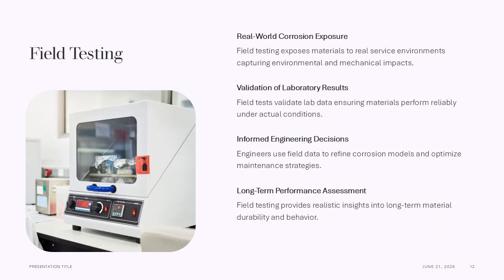Field corrosion testing involves exposing materials or components to actual service environments over extended periods. This approach captures the combined effects of environmental variability, mechanical stress, and operational conditions. Field testing is particularly valuable for validating laboratory results and assessing long-term performance. Engineers use field data to refine corrosion models, adjust maintenance strategies, and confirm material suitability. Although field testing is time-consuming and less controlled, it provides the most realistic assessment of corrosion behavior. Integrating field and laboratory testing leads to more reliable engineering decisions.